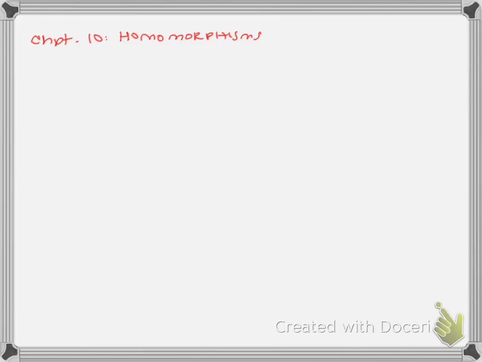We are just going to continue in chapter 10 with homomorphisms. Now, we talked about the first isomorphism theorem, and I just want to add a corollary from that theorem. We proved that theorem in class, and what that tells us is basically we can take a factor group and make it isomorphic to a simpler group.